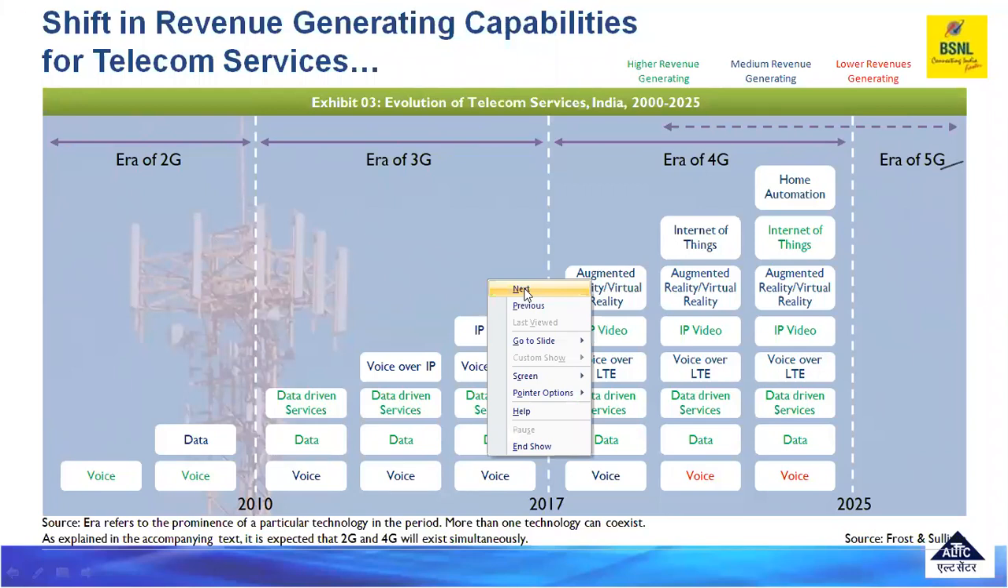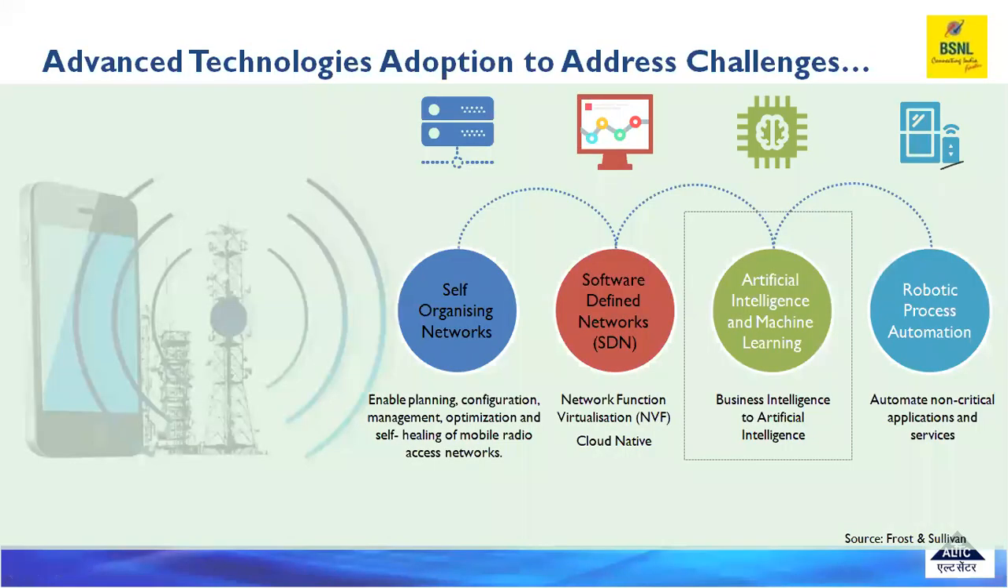So these are the advanced technologies adopted to address the challenges. At present, we have SON, that is self-organizing networks. We have software-defined networks. We have the artificial intelligence network, that is built upon machine learning basically. And finally, we are moving to robots.